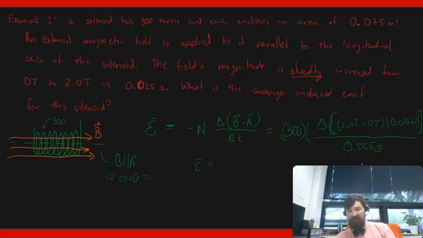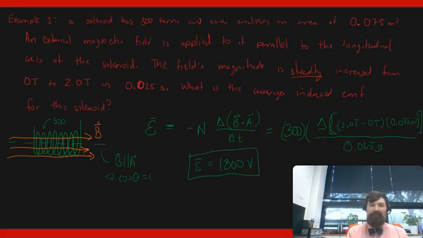Obviously 0.075 over 0.025 is actually 3. So this ends up giving me a value of 1800 volts, as it turns out. So we have an induced EMF of 1800 volts for this situation.